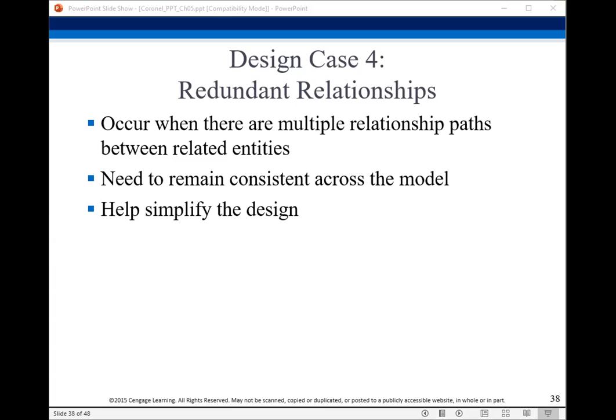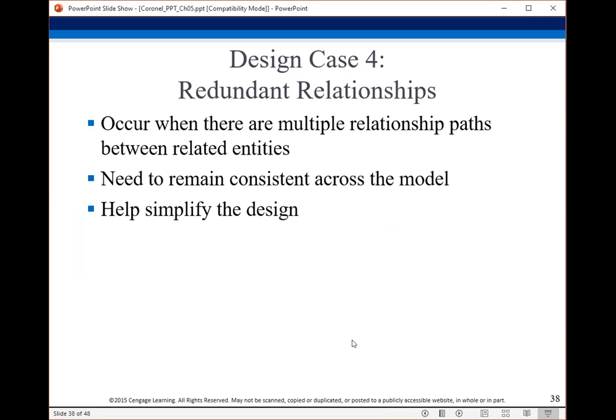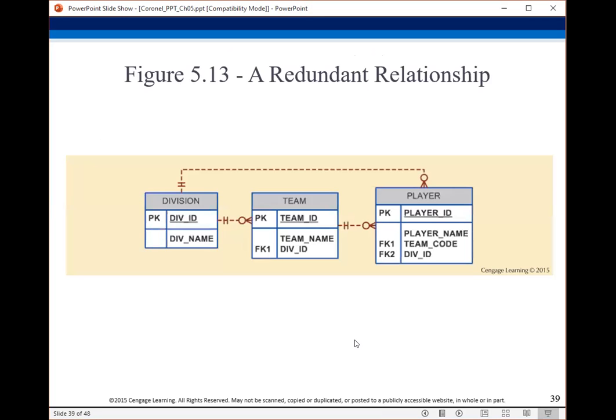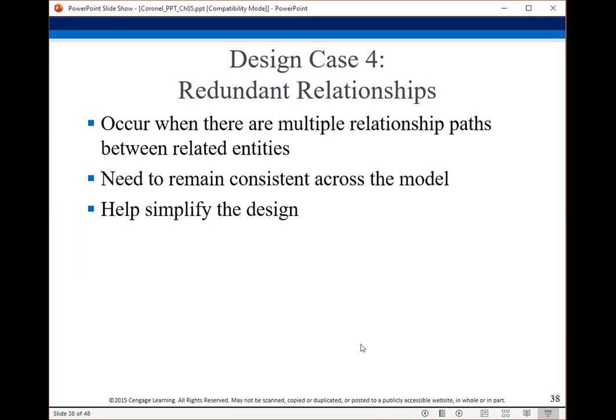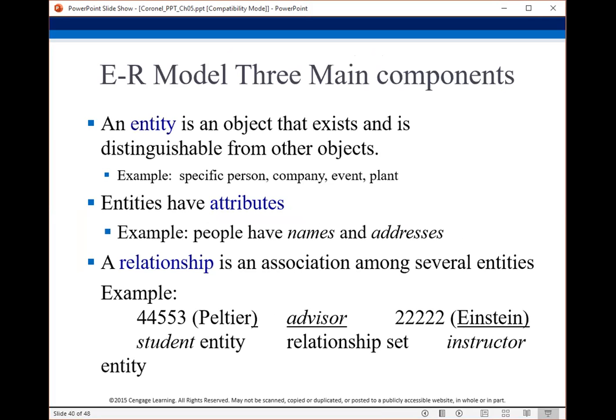And then we also have a possibility of redundant relationships. Here we have, of course, the relationship we just described, and we can also go from division to player. So we have to be consistent across the model in our database design.